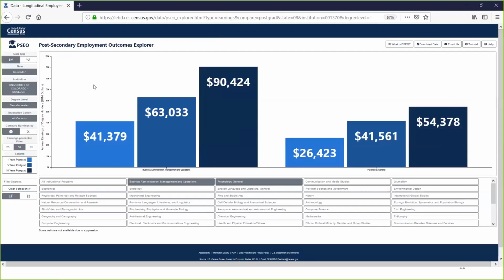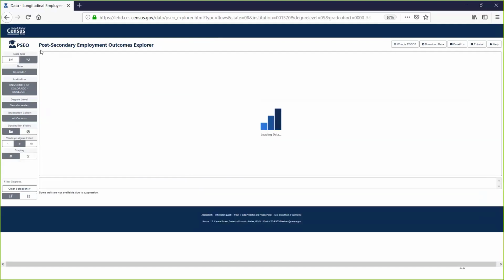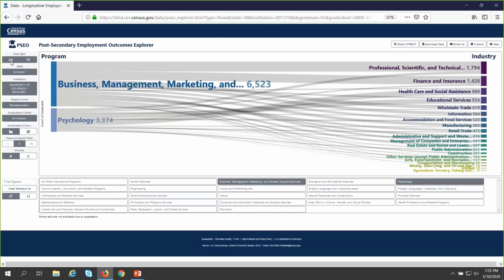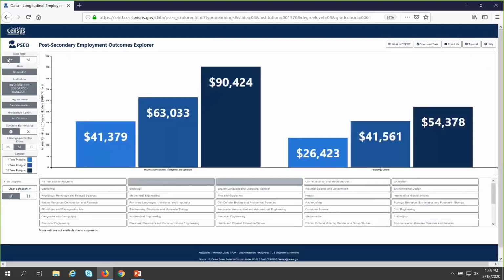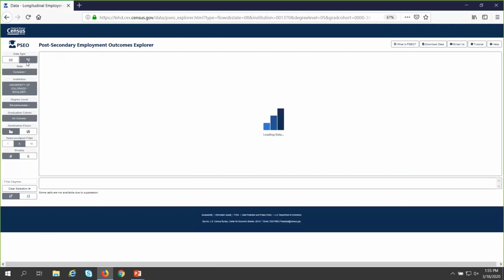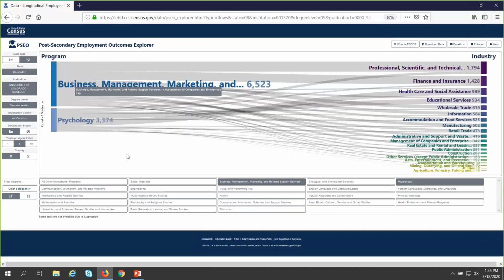And it defaults to the University of Colorado Boulder because it's the flagship in the state that is the earliest in the alphabet. This isn't Colorado bias, although I am from Colorado. So there's two options. One is earnings, which is what it defaults to in the data type, and then there's also flows right here. And we're going to look at the flows because that's what we're focusing on today.